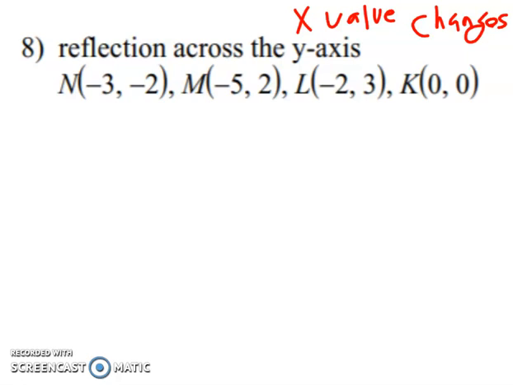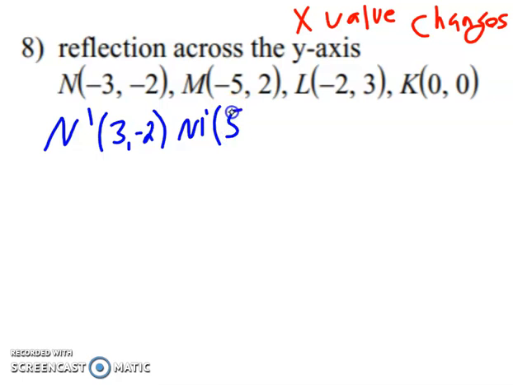So let's use that in order to answer this question and to perform the given reflection. It says perform the reflection across the y-axis, and we know the x value is going to change. So right underneath it, I'm just going to write it. N prime. The x value changes. It was -3. It's now +3. And my y value stays the same. For M prime, my x value was -5. Now it's +5. And my 2 stays the same.